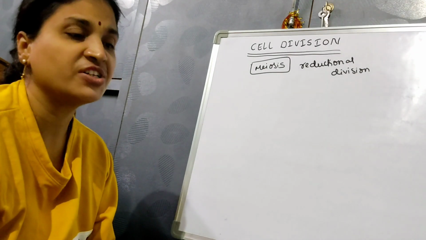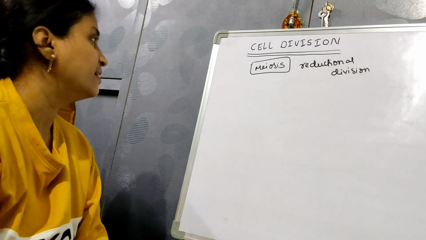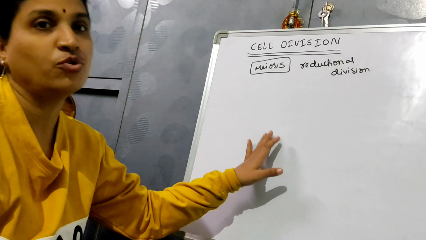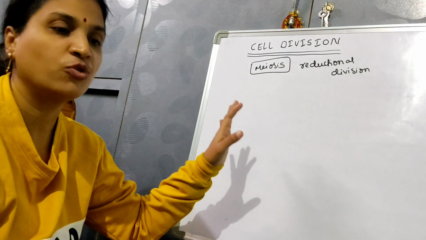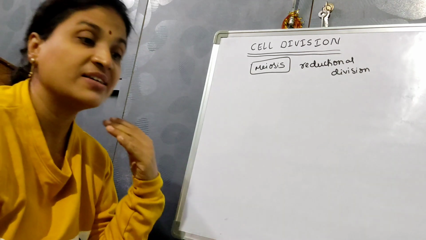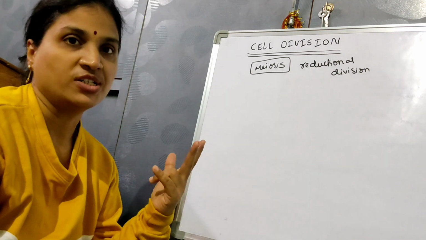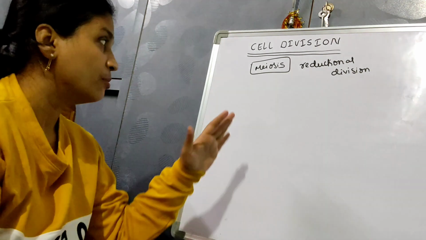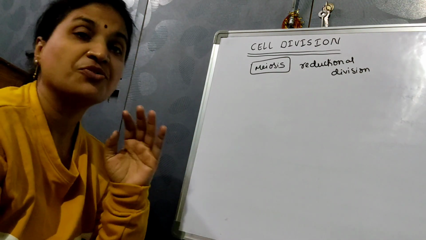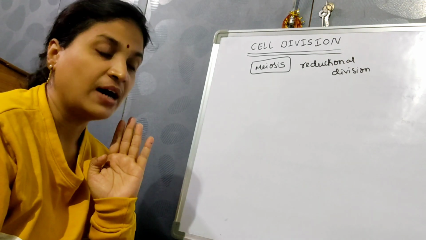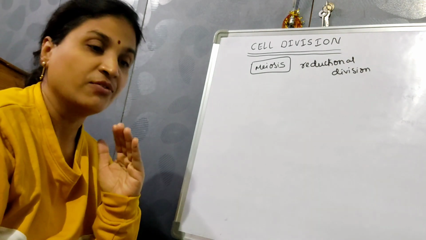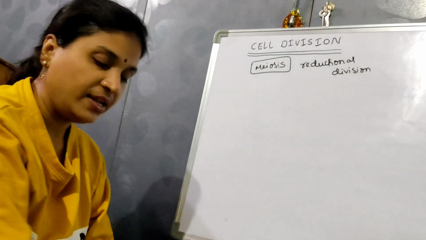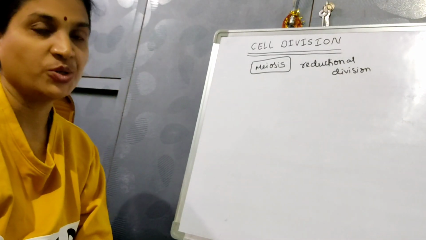So mainly this division takes place in diploid cells, and at the end of meiosis, four haploid gametes, or four haploid daughter cells, are formed. Whereas in mitosis, two daughter cells are formed which have the same genetic constitution as the parents. But here, after meiosis, four haploid daughter cells are formed where the number of chromosomes is reduced to half. So in detail about this meiosis we are going to study.